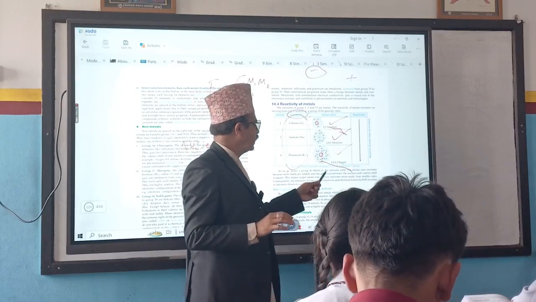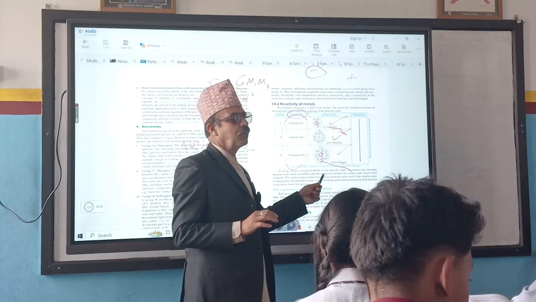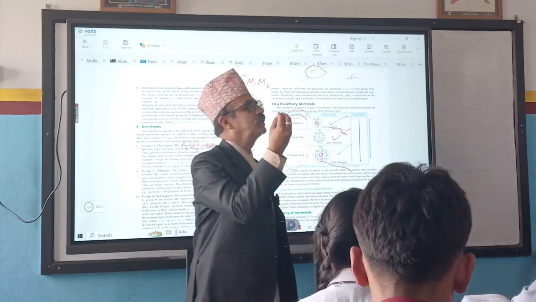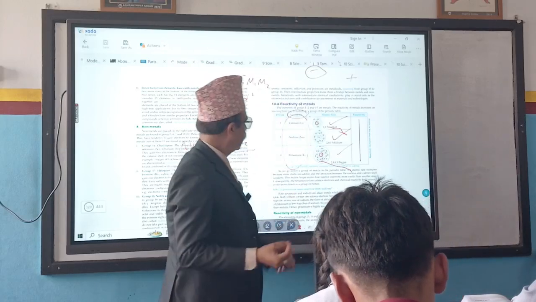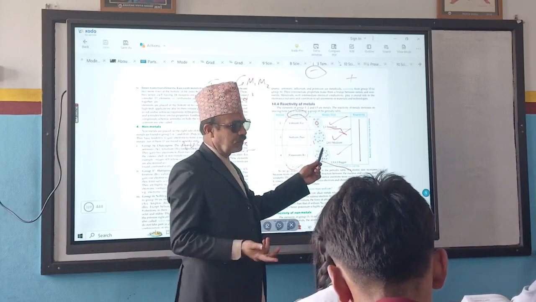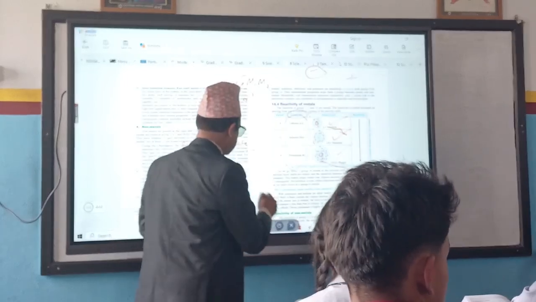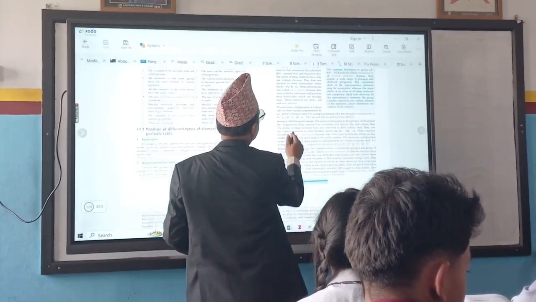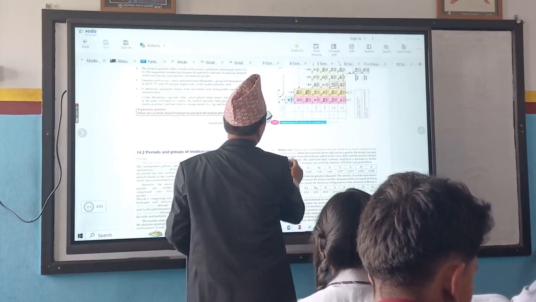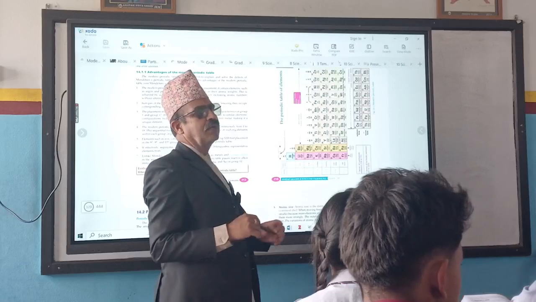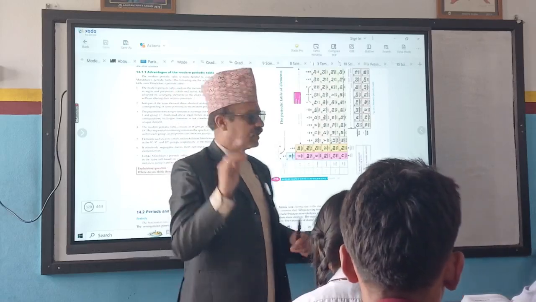But among these 3, which one can lose faster? Potassium, because its nuclear force is weaker. Here the nuclear force is stronger, the nucleus is much stronger. Just remember, for metals, when the atomic size increases, reactivity also increases.